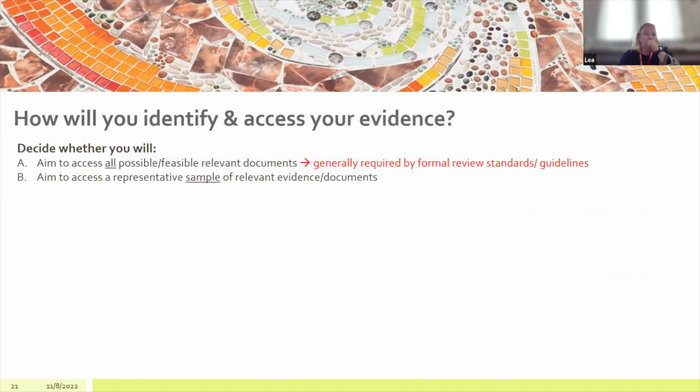So a key question is whether you'll aim to access all possible relevant literature, so every relevant document you want to get. This is generally required in formal review standards, so you should be aiming to get all relevant literature. However, I've also seen articles that aim to access a representative sample. So if they're saying, this is a huge literature, we just want a sample of key trends, I've seen that as well. It's not generally accepted by formal review standards, and it depends on the question.